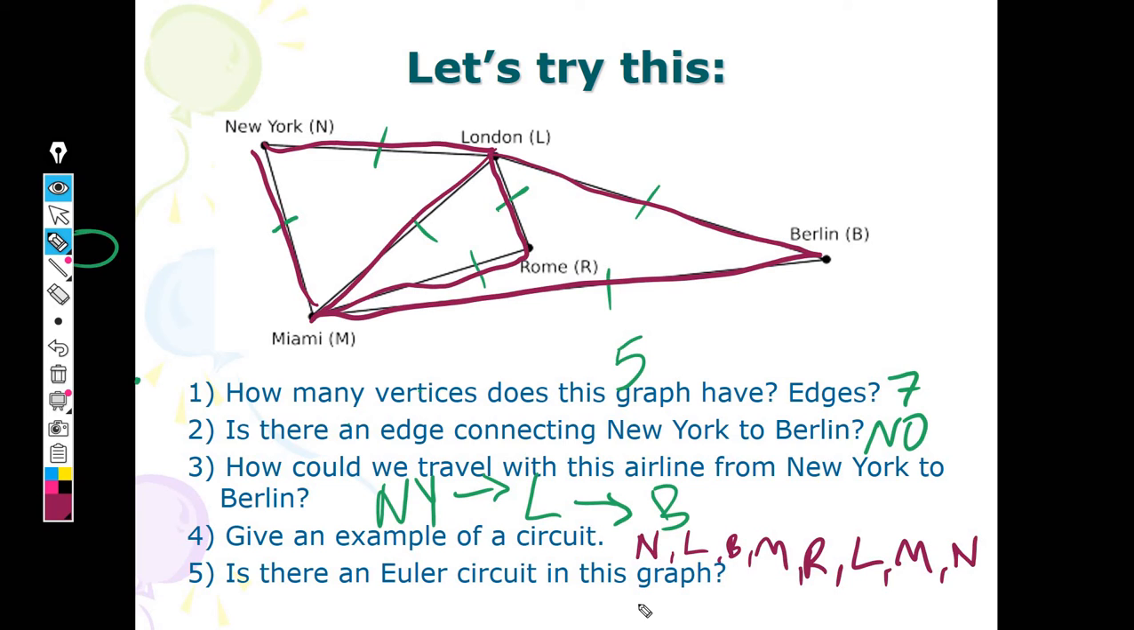So, is there an Euler circuit in this graph? Yes. We know that because all the degrees of the vertices are even. So 2, this is degree 4, degree 2, degree 4, 2. That's how you know there's an Euler circuit.